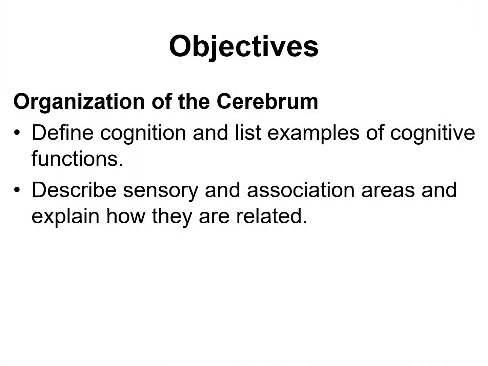Now that you have a basic overview of the cerebrum, or at least its structural organization, let's look at the functional organization of the cerebrum. We're going to start with the learning objective of defining cognition and listing examples of cognitive function, and then describing the sensory and association areas of the cerebrum and explaining how the two are related.